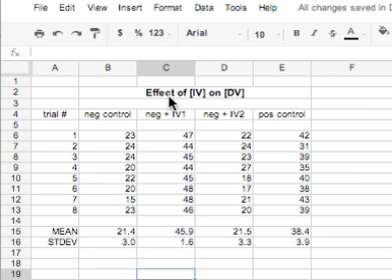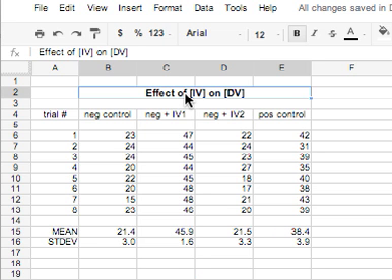Okay, lesson 2, and this is on how to properly analyze data. Now this is going to be sort of boring stuff. I've got this terrible looking title here, which is the experiment is apparently on the effect of IV on DV. Now what these stand for is independent variable and dependent variable.